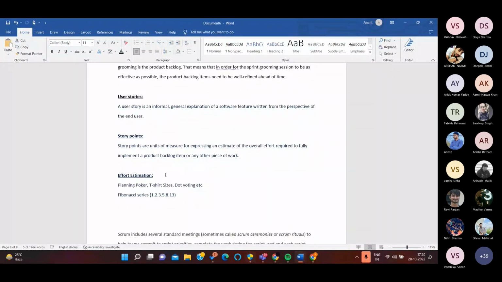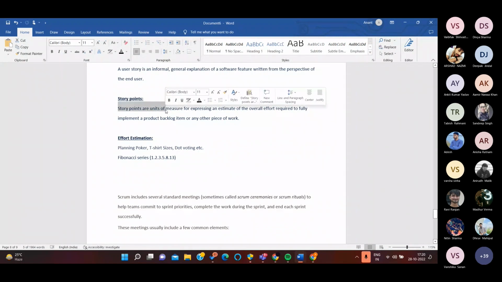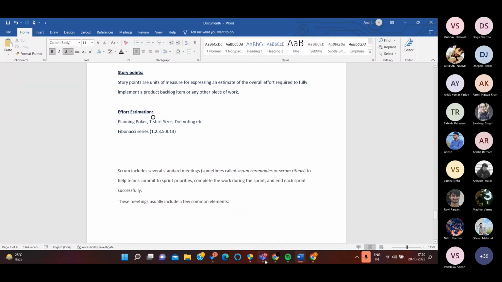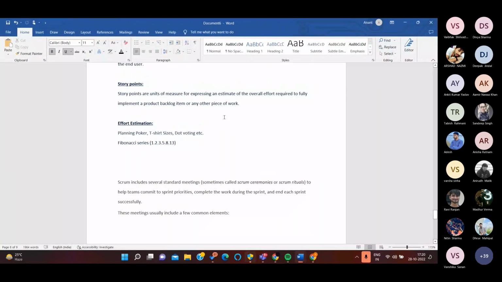Now, initially we have also discussed the story points. Story point is something we call an effort estimation. For that particular story, how much effort would it require? How much effort is required to complete that particular task is what the story points tell.